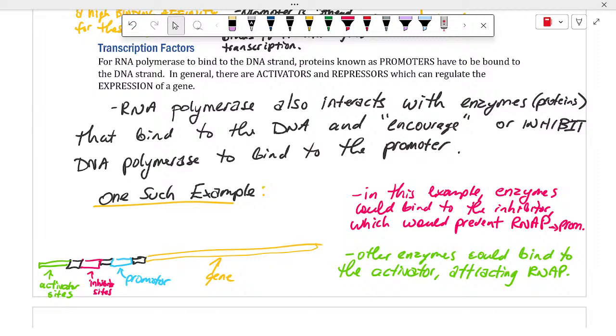And some genes have several activation sites, all of which have to be occupied. Some genes have several activation sites, any one of which can be occupied. Some genes have activation sites and inhibition sites. It depends on their function in the cell. Is that logical enough?